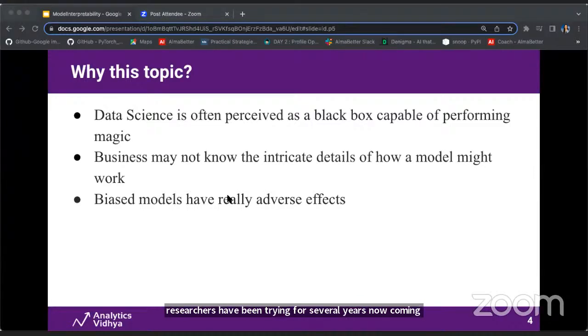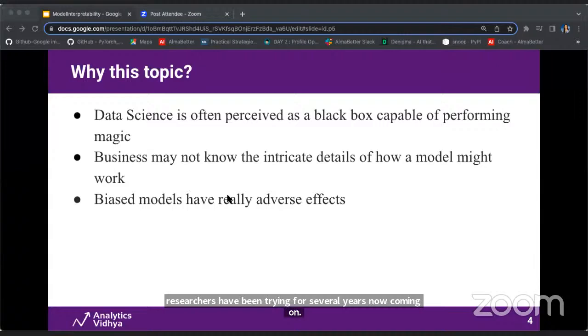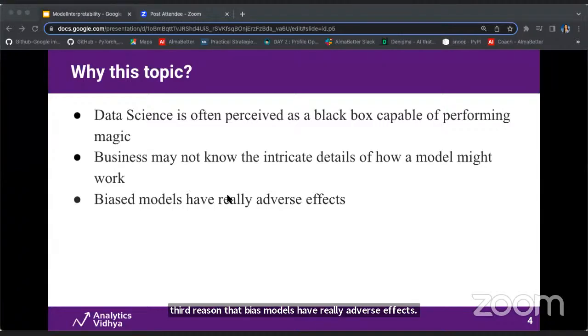Coming to the third reason, that biased models have really adverse effects. Some of you may say that if your model is working fine and giving good results, why should we question how it works? The reality is that we as human beings adhere to logic and reasoning for most of our decisions. So as we shift towards artificial intelligence technology making decisions, it will no doubt be questioned.